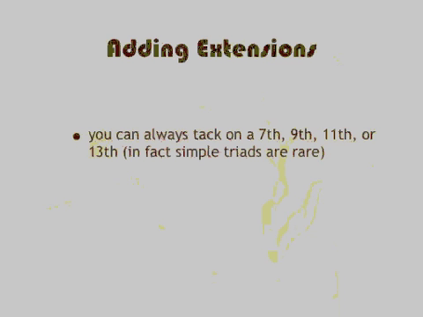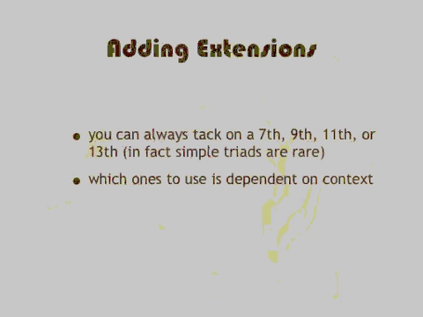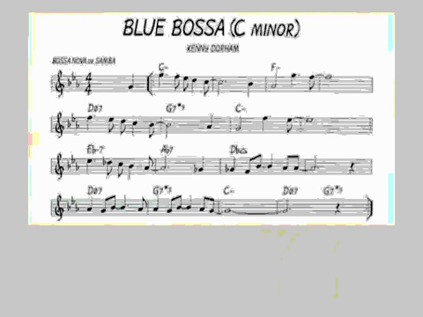So let's take a look at extensions first of all. Essentially, you can always tack on the 7th, 9th, 11th, or 13th, or a combination of those. In fact, it's unusual to see simple triads at all. Which 7th, 9th, 11th, and 13th that you use is dependent both on the basic theory of jazz chords and also on the context, as you will see. Generally, you want to use the melody as a guideline to tell you whether you're on the right track or not. So let's take a look at this here.